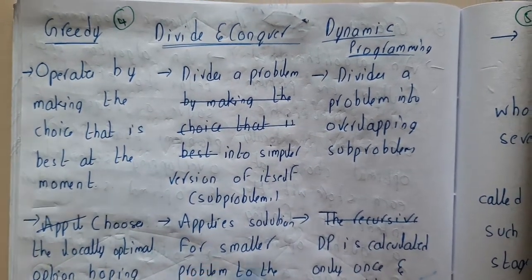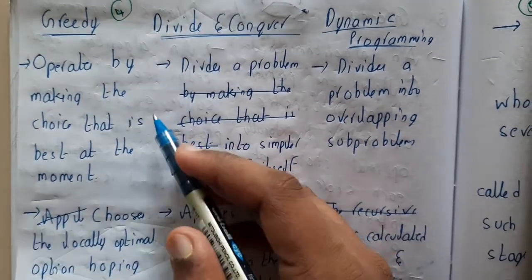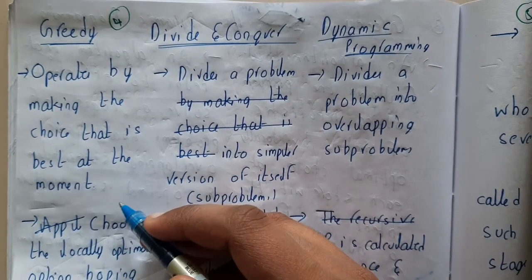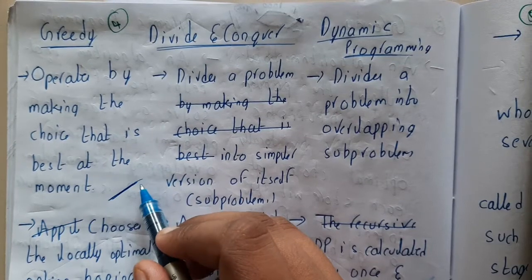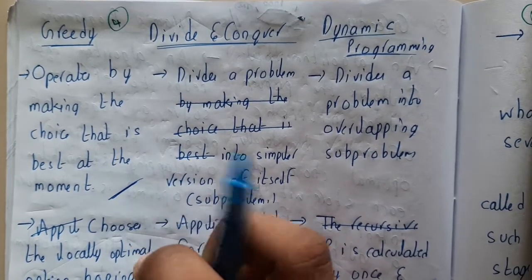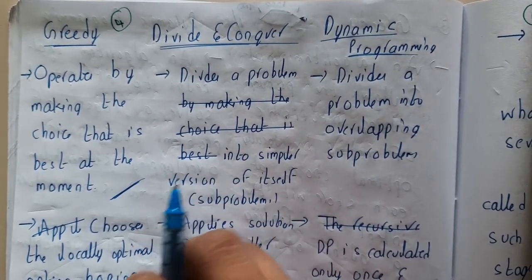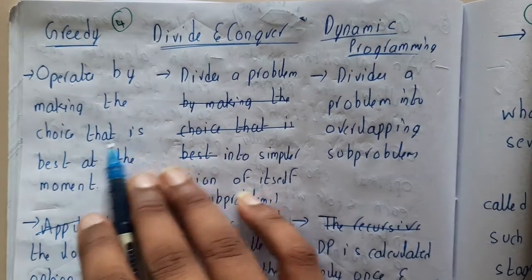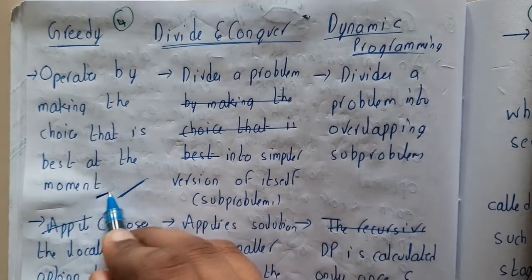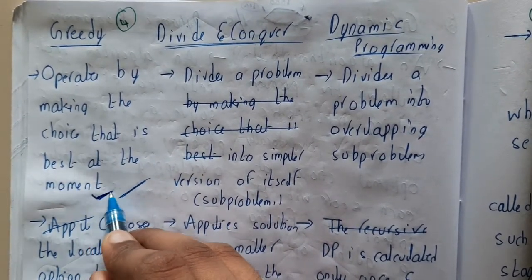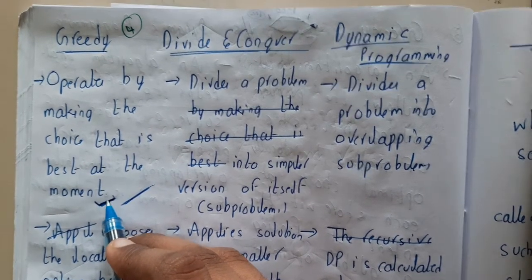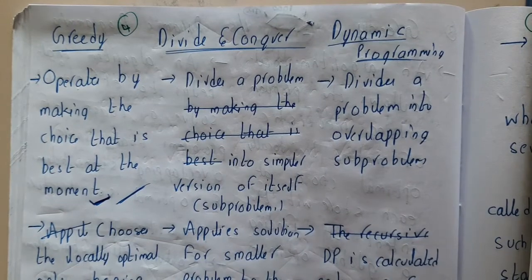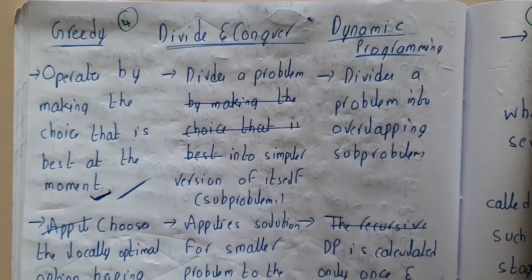So the first thing that you should remember: in the greedy approach, we always choose the best choice within our view, like within the local. It operates by making the choice that is best at that moment only. It will not check about the future. In future, there might be a huge issue, but it doesn't care about the future. It just checks the present and decides, okay, this solution is better, let us go with this solution.